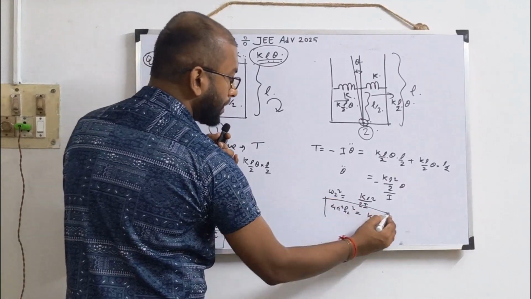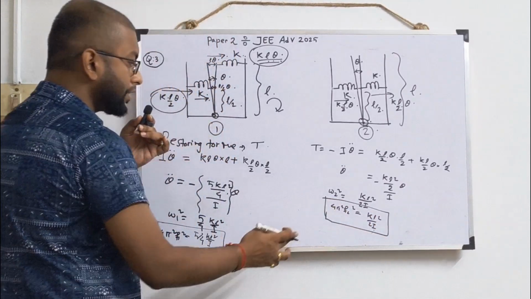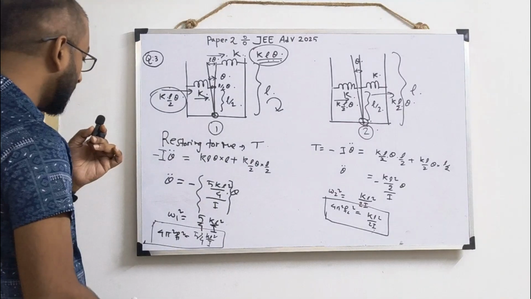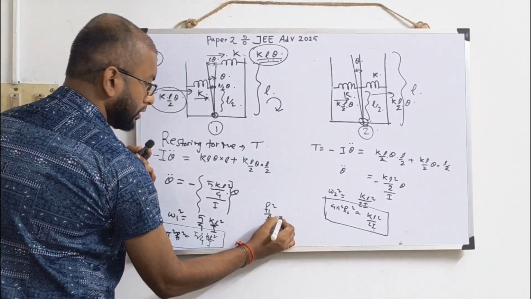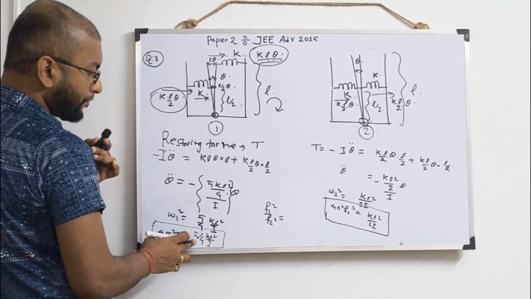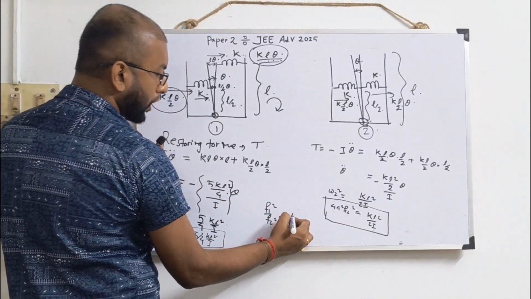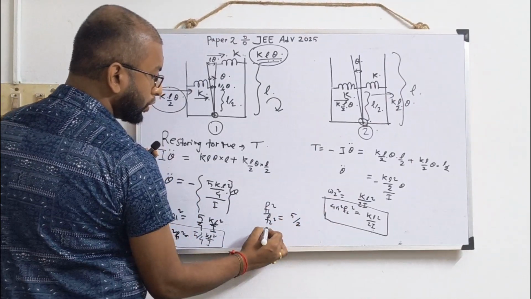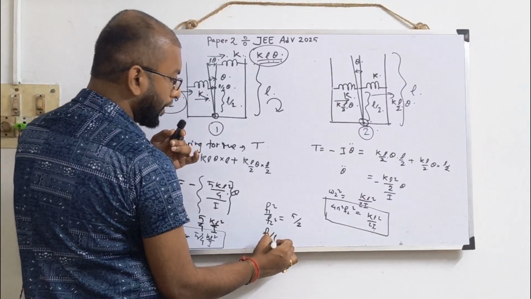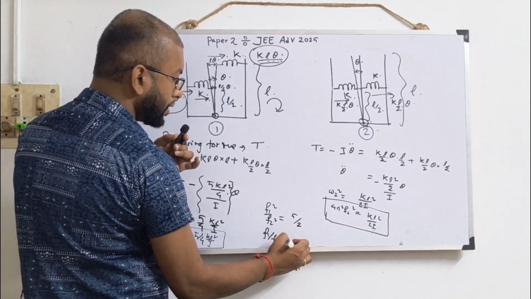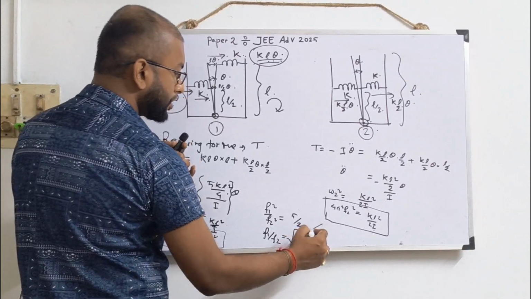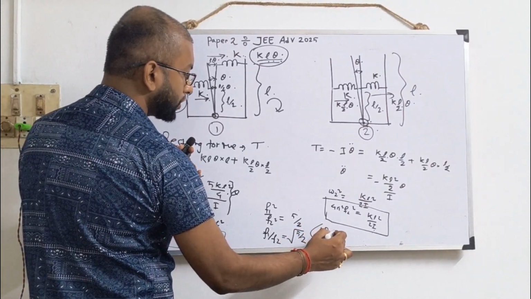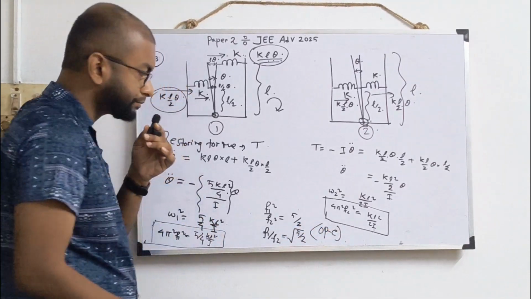Now if I divide the first equation by the second equation, then I will get f1 square by f2 square, and if I divide that I'll get 5 by 4 by 1 by 2, so I'll ultimately get 5 by 2. So f1 by f2 I have to find out. f1 by f2 is root over of 5 by 2, and that is matching with option C. So option C is our correct answer.